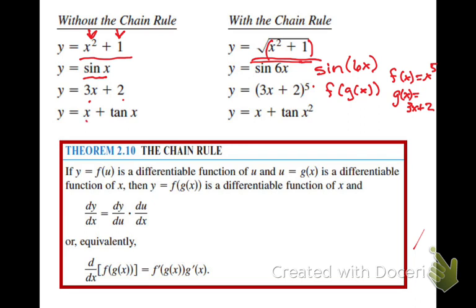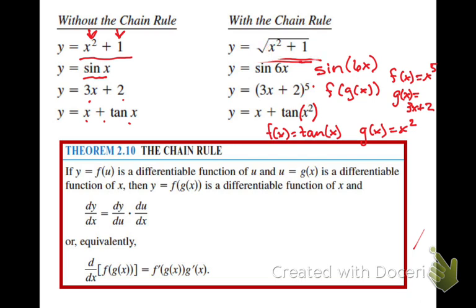So on the left, x plus tangent, we're good. We can do everything we did. But what's wrong with this one? If I put the parentheses, I think you can see what's going on. So f of x is tangent of x, but g of x is x squared, not just x.